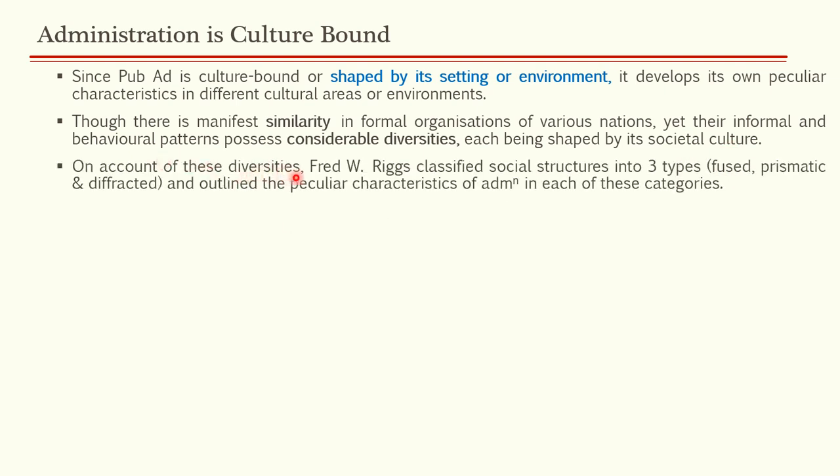On account of these diversities itself, Fred W. Riggs classified social structures into three types: fused, prismatic and diffracted, and outlined the peculiar characteristics of administration in each of these categories. So do not worry about this statement. We'll study about Fred W. Riggs and we'll study about these structures also, fused, prismatic and diffracted. What I am trying to say in this point is that since there are differences, we saw in the above point that there are differences in public administration of different nations, right?